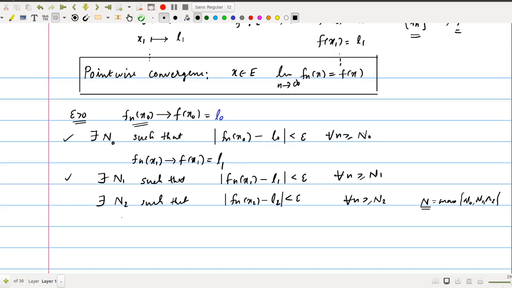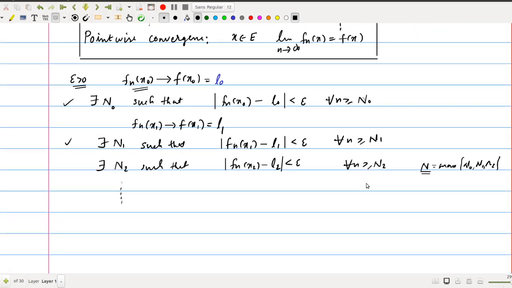If we choose all such x1, x2, x3, etc., can we get a common n? That is the definition of uniform convergence. Or can we get a uniform n irrespective of these points? That means, can we get a common n applicable for all these points x0, x1, x2, etc., for all points in E. If we get such n, then we can say that this pointwise convergence is uniform convergence.